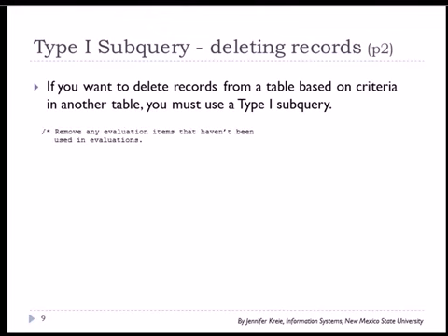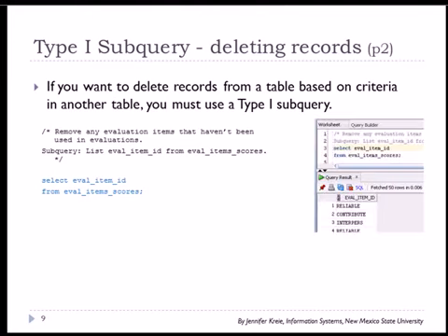I'm going to remove any evaluation items that haven't been used in an evaluation. So the subquery will list all the eval item IDs from eval item scores. You might want to look at your data model and refresh your memory on how these tables relate. When I do that, if I look at all of them, I see reliable, contribute, interpersonal, and repetition here, reliable, and so on and so forth.